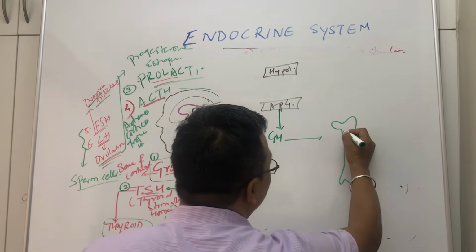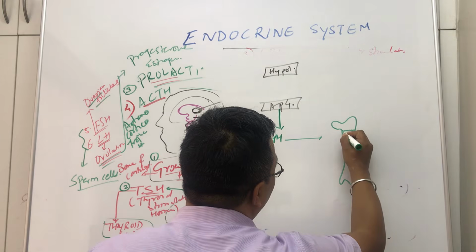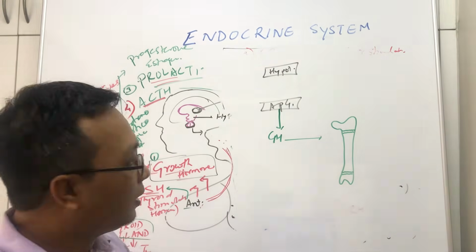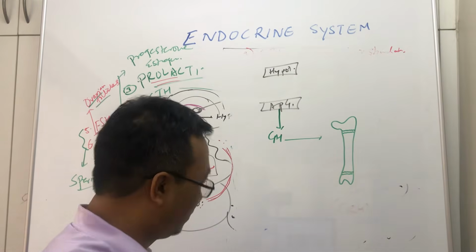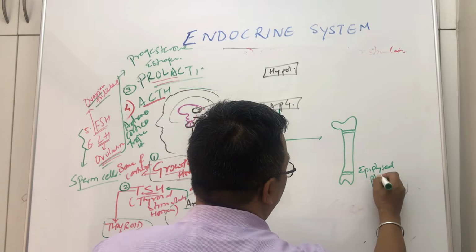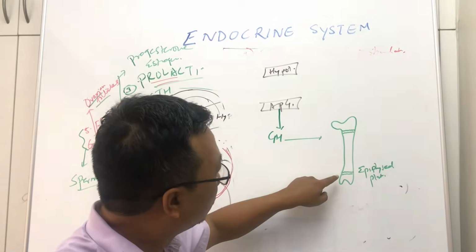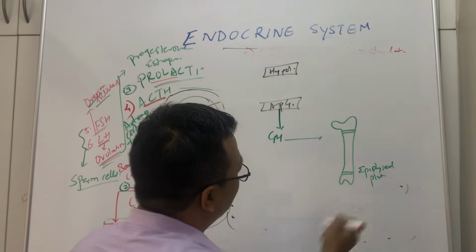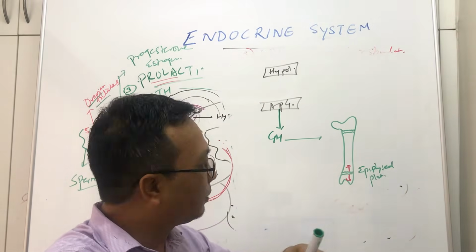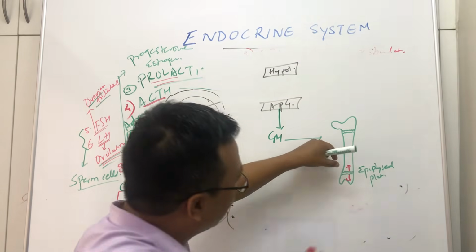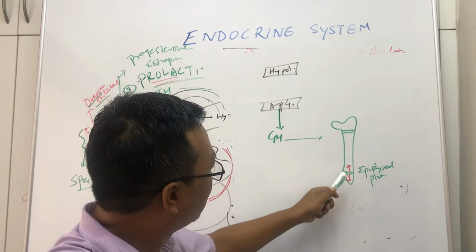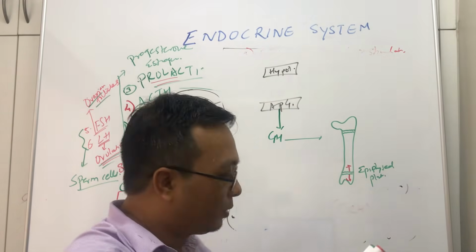Where in the bones? In the bones there is one plate called epiphyseal plate. When you see an X-ray, you will see a gap here in the bones. This is called epiphyseal plate. So when we grow, both these plates extend because of that gap. It's growing in length.